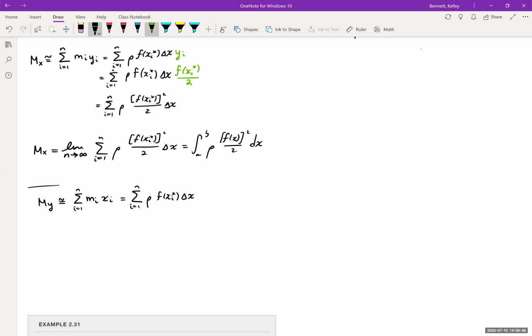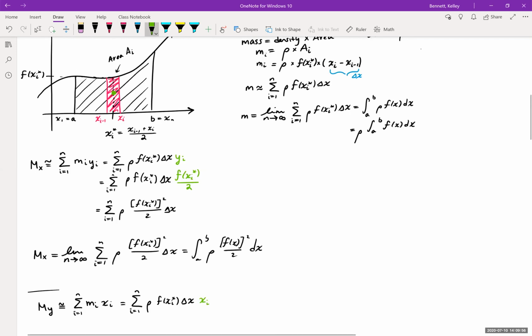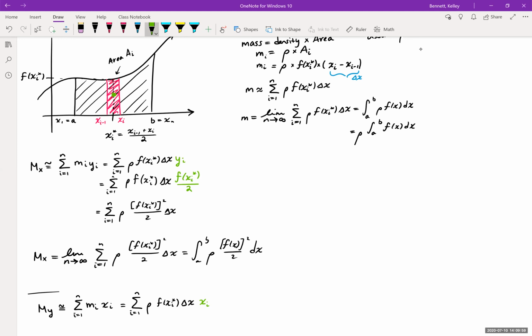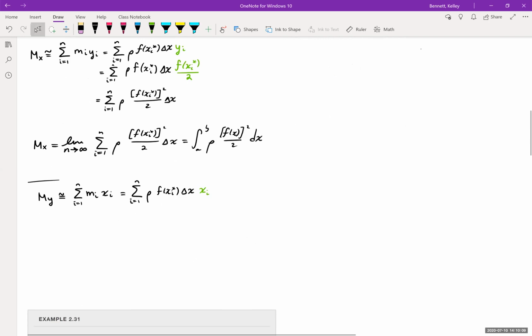So now we need to figure out, okay, well, what is x sub i supposed to be? So x sub i, thinking back to the midpoint of this rectangular region here, it should be the halfway point between x i minus 1 and x i. Well, we've already defined that to be xi star. So all I need to do is just to change this. So this is going to become xi star.